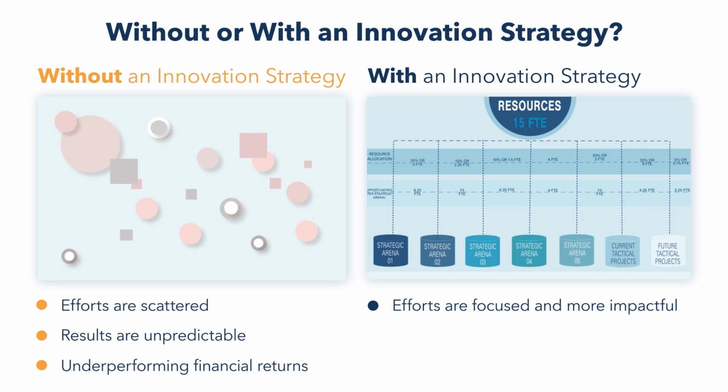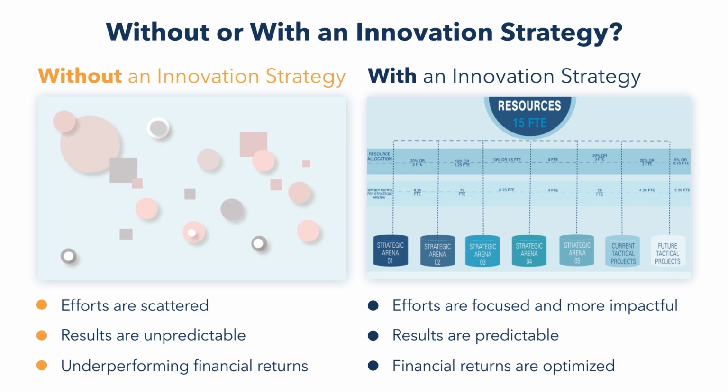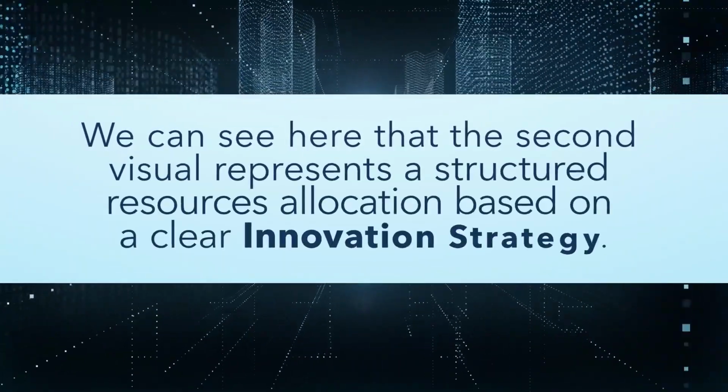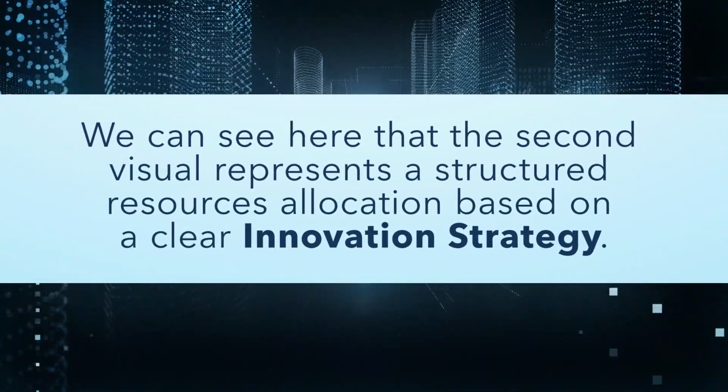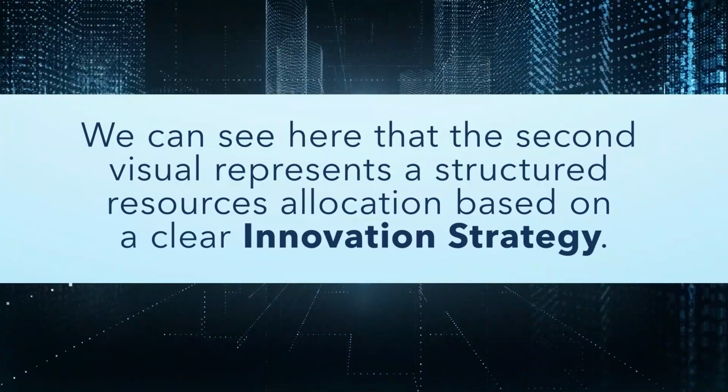When the efforts are focused on a few key strategic arenas, the results are more predictable given that they're planned within a 3 to 5 year innovation program. Finally, as the organization is able to develop competencies per strategic arenas, it can leverage them within the overall innovation program. For example, an in-depth market study conducted in year 1 could be used for a few years to support innovation development. Therefore, it maximizes the financial returns by optimizing the reuse of knowledge and platform development. We can see here that the second visual represents a structured resources allocation based on a clear innovation strategy.